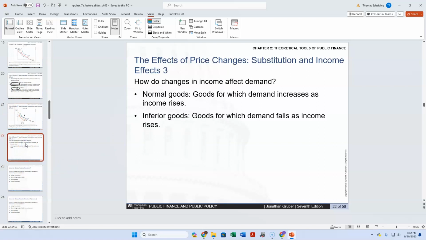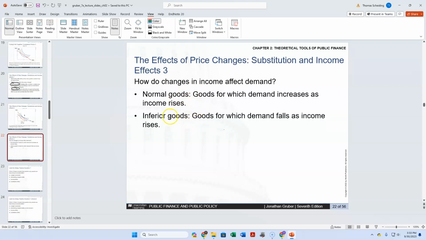Now, instead of changing the price, if we change the income level, then we know that the shift of the curve, right? Oh, sorry. No, it's actually just re-explaining what I just said here. Sorry about that.